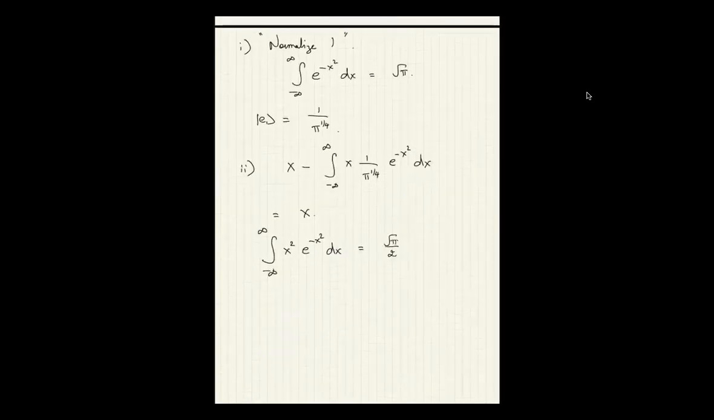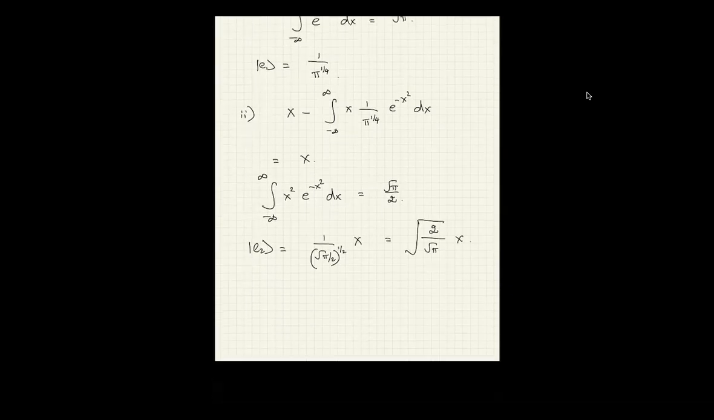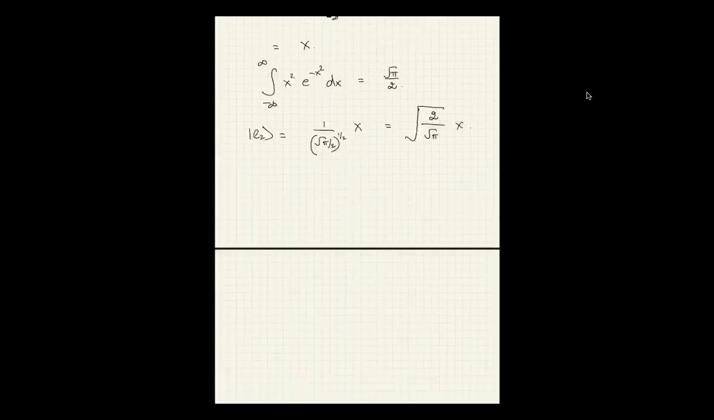So the second vector e2 is basically x divided by 1 over the square root of pi over 2 to the 1/2. Okay, so this is the square root of 2 divided by root pi, times x. This is my second vector. Okay, so let's move on.